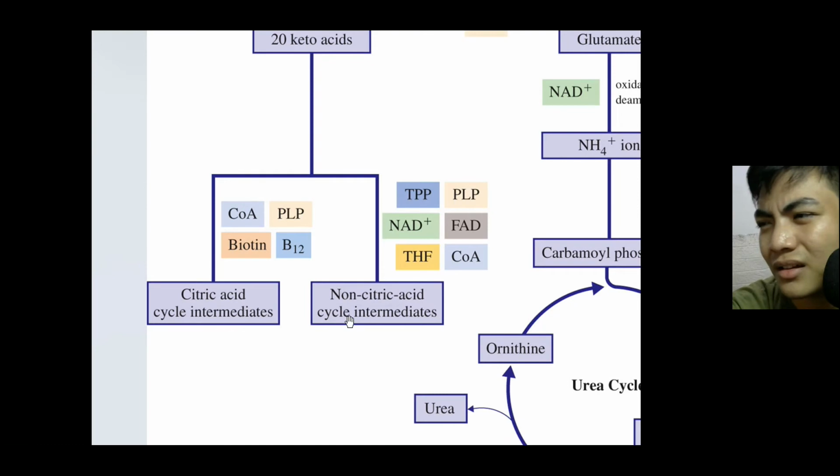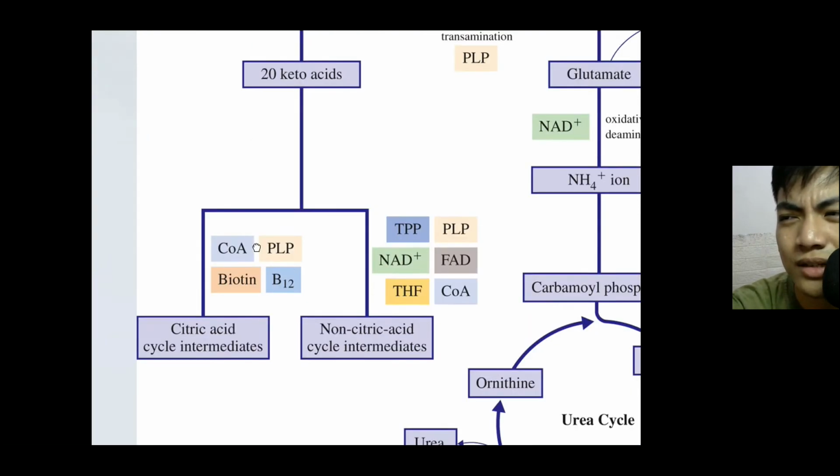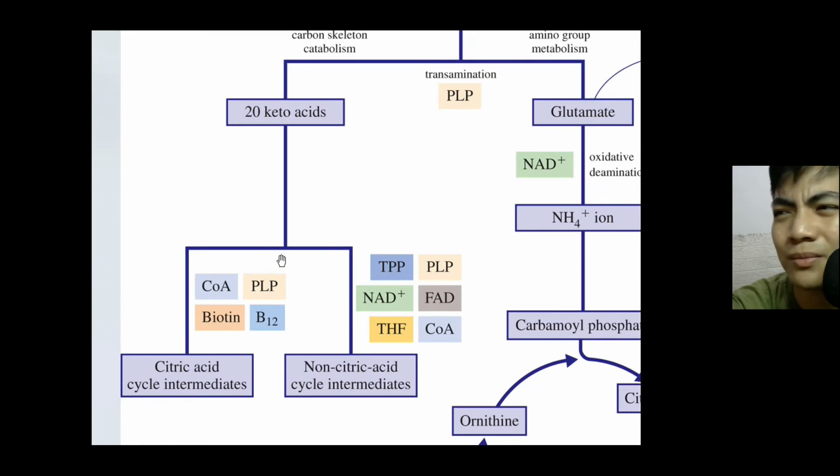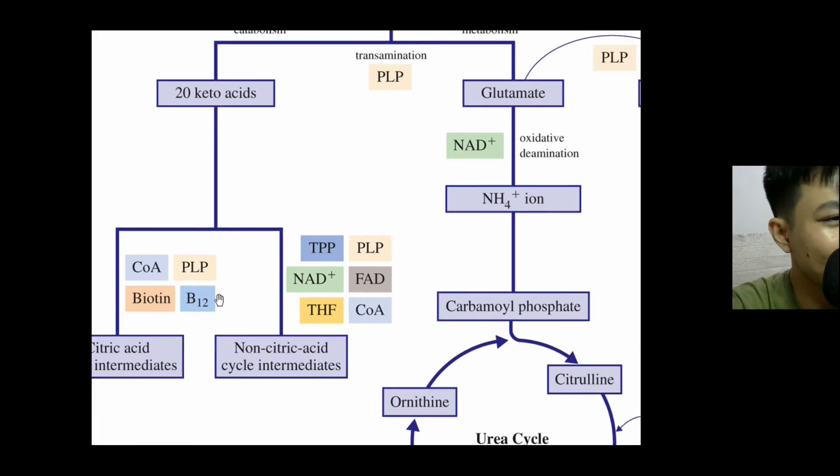Okay? Ayan. So, anong mga molecules ang kailangan natin dito? So, the forms of vitamin B na kailangan to produce our citric acid cycle intermediate from the alpha-keto acids are the PLP, the biotin, and the vitamin B12. Okay? So, for the non-citric acid cycle, ito naman yung mga kailangan, no? So, THF, coenzyme A, FAD, PLP, TPP, NAD+.